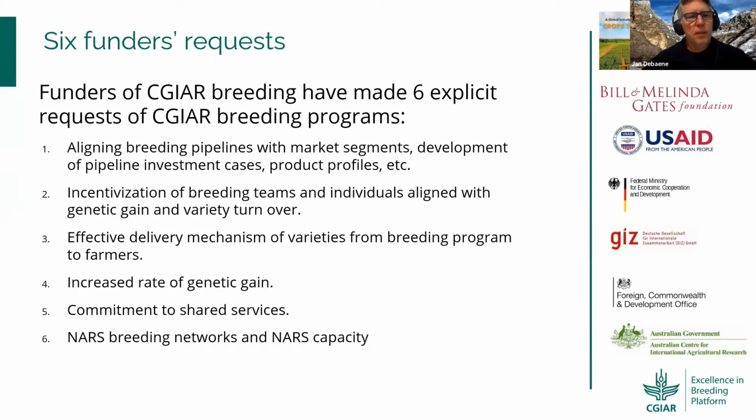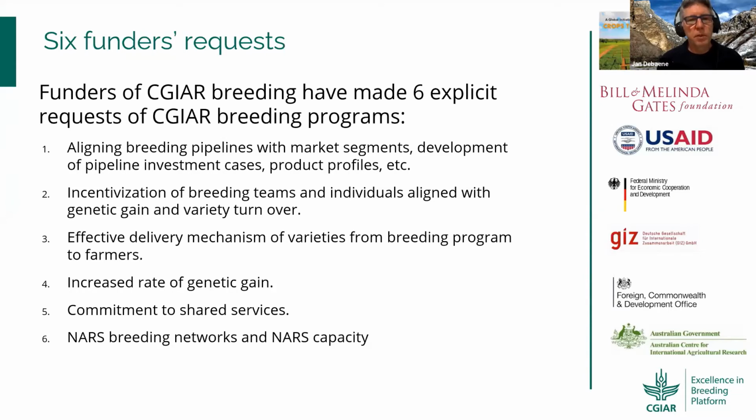The third mandate is establishing an effective delivery mechanism for the varieties at the farmer's gate. So having that transition, going from breeding programs to how to reach the end user or the customer, the farmer. And then, of course, an increased rate of genetic gain, making sure that we utilize methodologies, principles, and also actions to reach that genetic gain, and how we best do that.